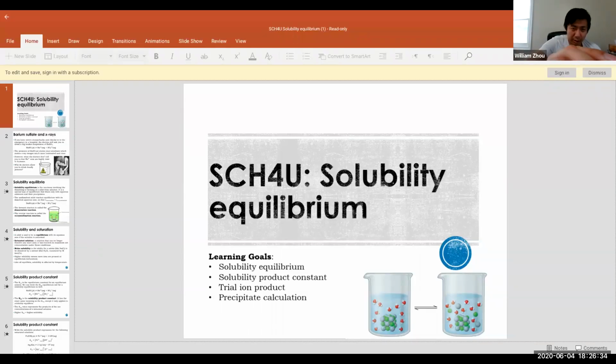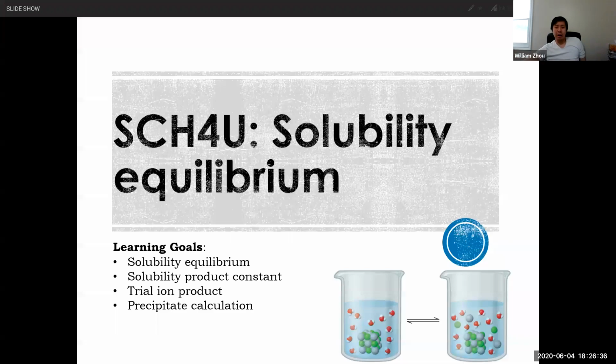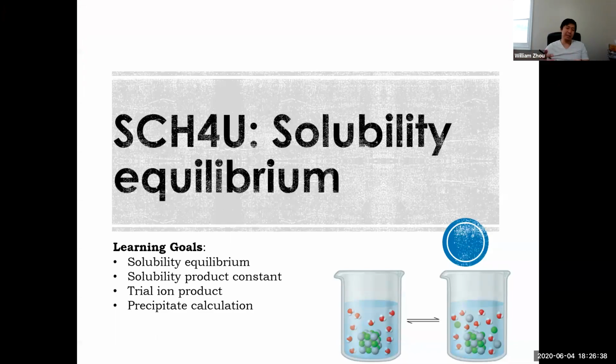Okay, so this lesson will focus on the solubility aspect of equilibrium. So we're going to be talking about dissolving things in water and how equilibrium will apply to that situation. And we'll talk about the solubility product constant. It's a different type of equilibrium constant, but it's much the same thing. The trial ion product, and then finally we'll do some calculations involving the formation of precipitates.